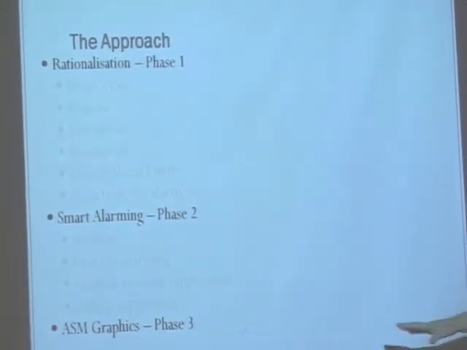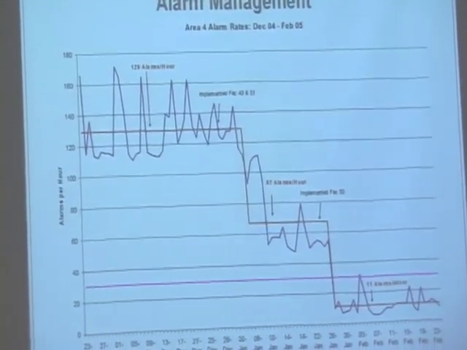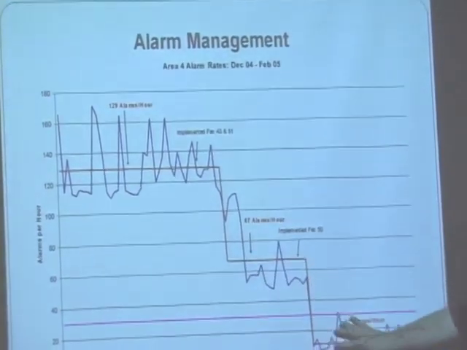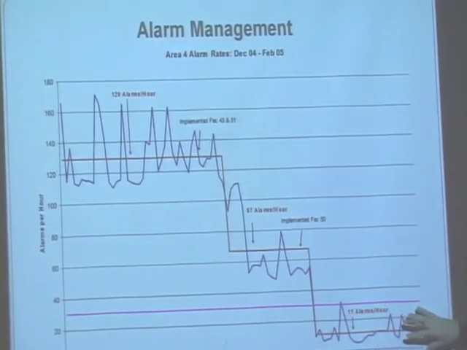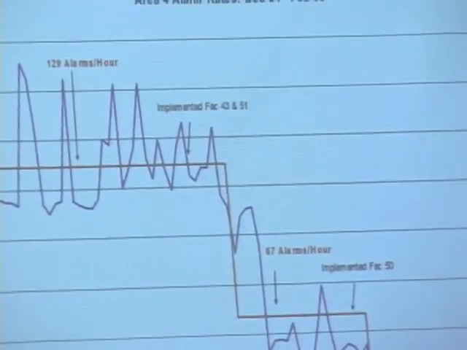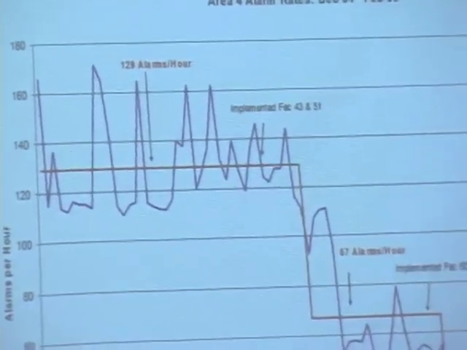And then basically the next phase was to go to what we call the ASM graphic standards. And what we saw was this reduction in their alarms, which was very impressive. And if you look at the time scale between November and February, just on one unit, that made a dramatic impact to that plant. It also made an impact to some of their key performance indicators.